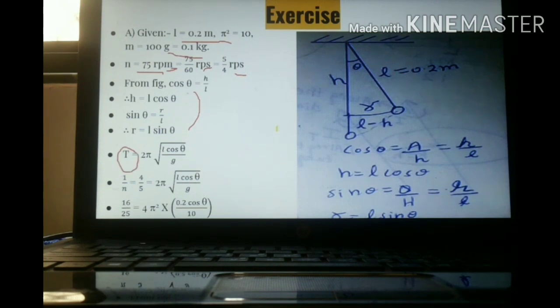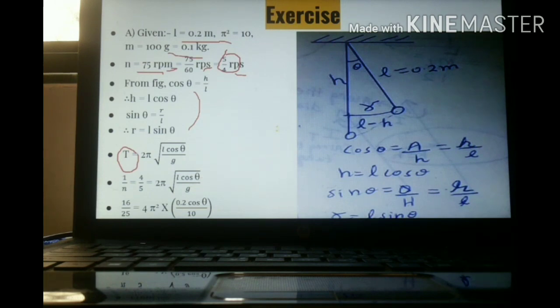We do not know the time period, but we know the frequency. We know the relation between time period and frequency: T is equal to 1 upon n. So we substitute T is equal to 1 upon n. The value of n is 5 upon 4. If n goes in the denominator, it will be inverted, so 4 upon 5 is equal to 2 pi root L cos theta upon g.